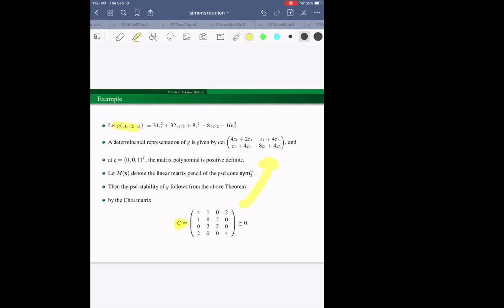This result we have only been able to prove so far for quadratic polynomials.